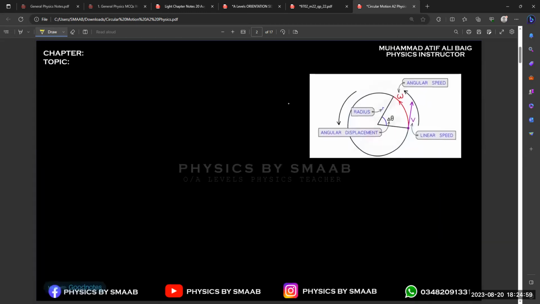Okay, last time in IGCSE, we only talked about the concept of angular speed, but we never discussed how to derive it, or what the symbol of angular speed is. So this time we have to discuss angular speed also, because we know that when displacement is angular, your speed will also be angular, right?